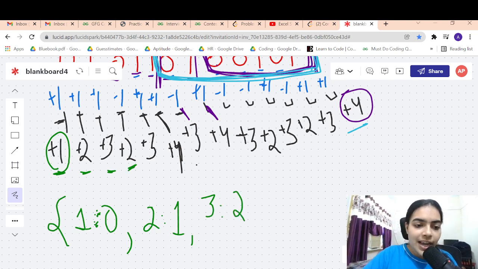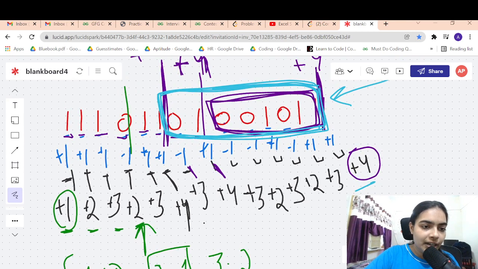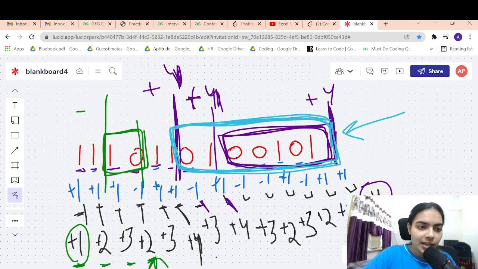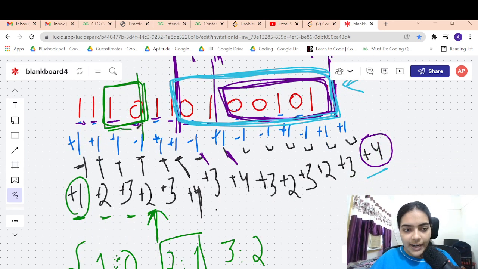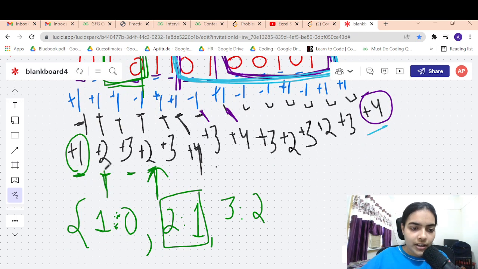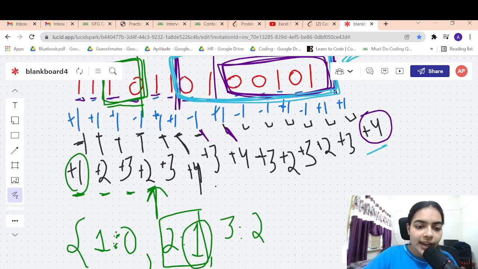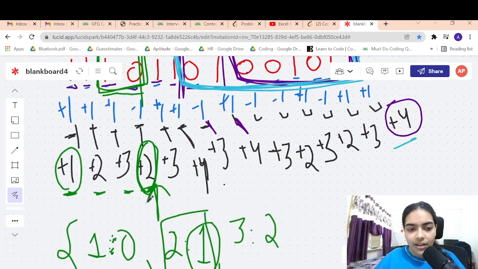Now next I am seeing a +2, but I already have a +2. That means this segment is going to give me a sub-array which has an equal number of zeros and ones. Because I had seen a +2 here, now again I see a +2 here. So I will check the map itself. At the first index I had a +2, and again at the third index I am having a +2.